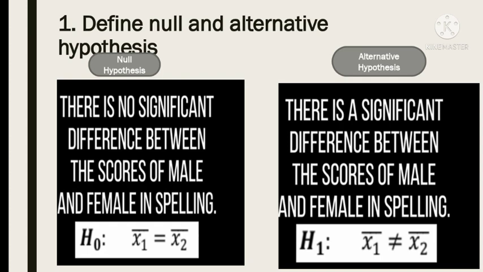Now let's move on to the alternative hypothesis. If the null hypothesis is saying that there is no significant difference, the alternative hypothesis is saying that there is a significant difference between the scores of male and female in spelling. In a mathematical equation, that would be x bar sub 1 is not equal to x bar sub 2. And remember that it could also be greater than or less than, as long as it's not equal. But here, we just choose the not equal to sign.